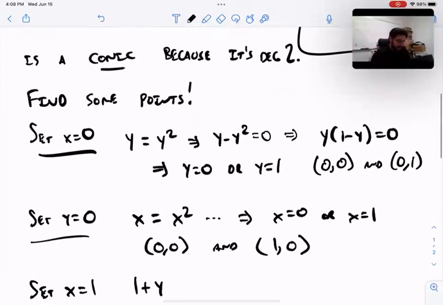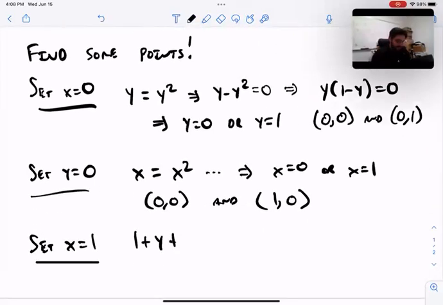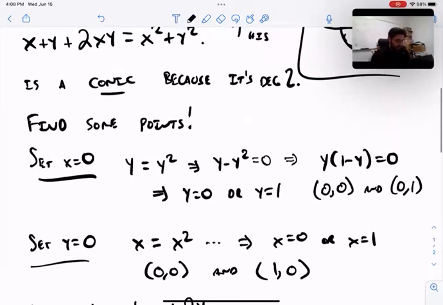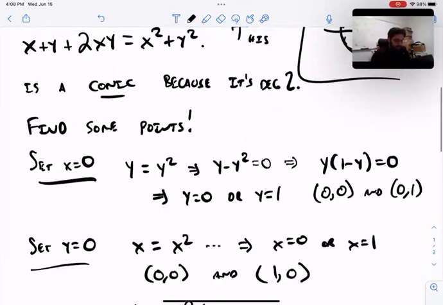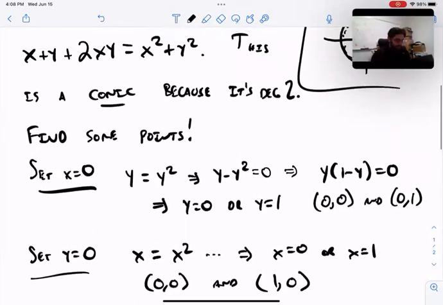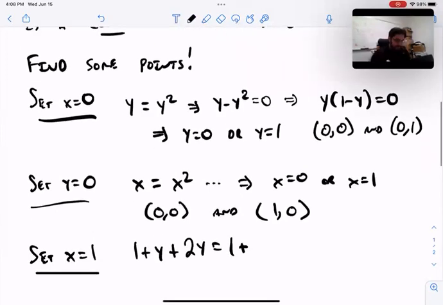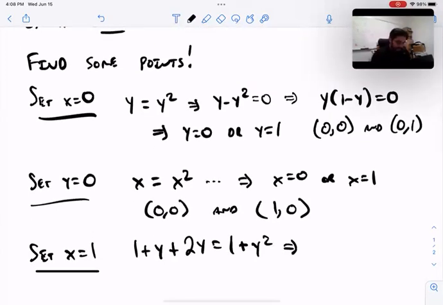Let's do that. Setting x equal to 1 in this equation. All right, so x is 1, y stays the same, 2 times 1 times y. On the other side, I have 1 plus y squared. There we go. Right, and how does this clean up?